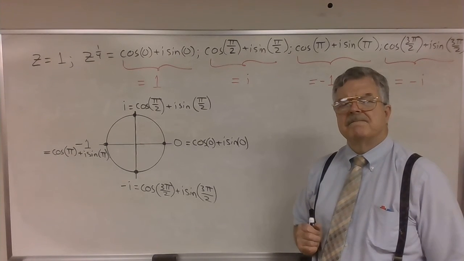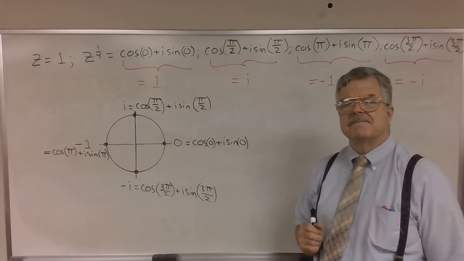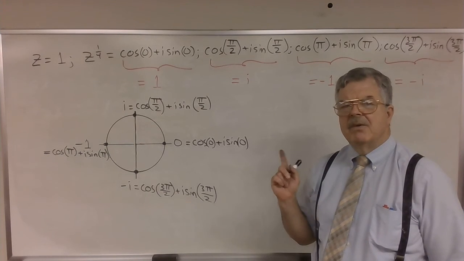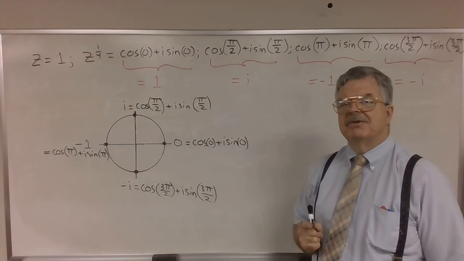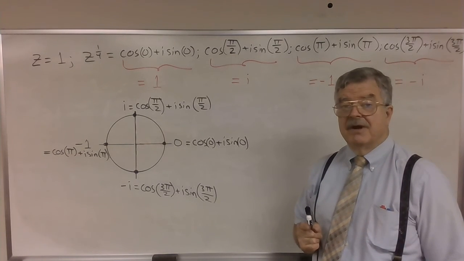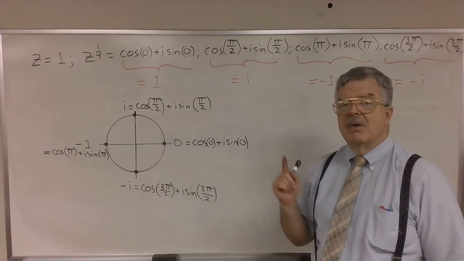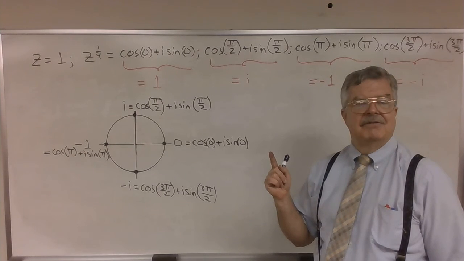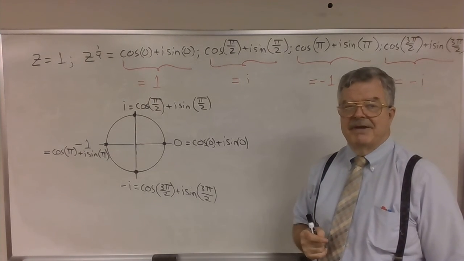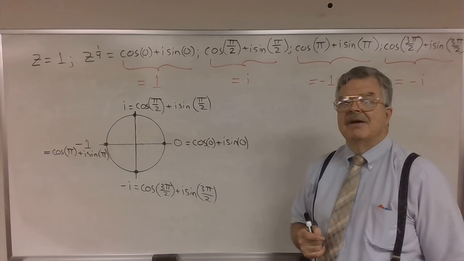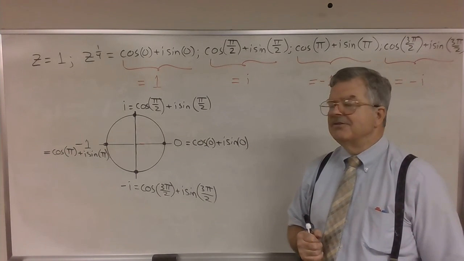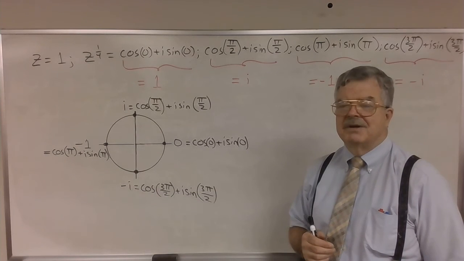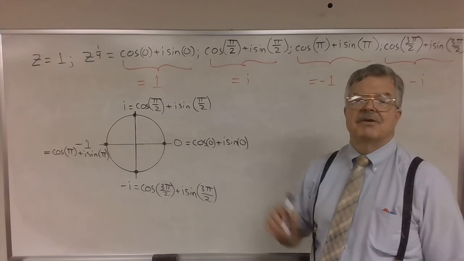So let's see. We know what one nth root of 1 is, right? 1 is an nth root of 1 for any value of n. 1 is a 20th root of 1. 1 is a 15th root of 1. 1 is a 43rd root of 1.